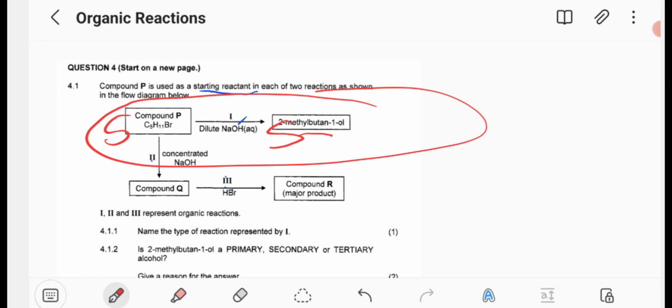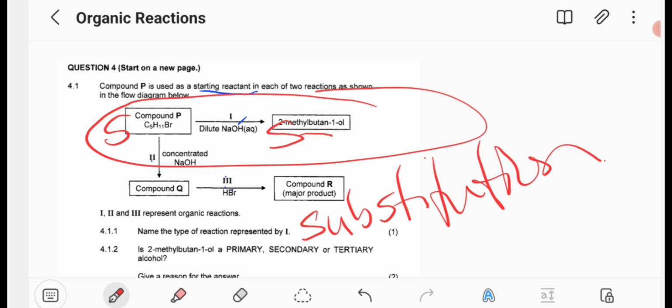Now, 4.1.1: name the type of reaction represented by reaction 1. SSS. So therefore we can say this is a substitution reaction. That is the conclusion about 4.1.1.